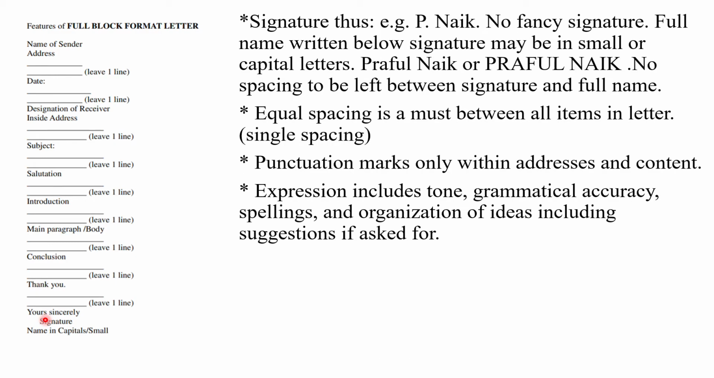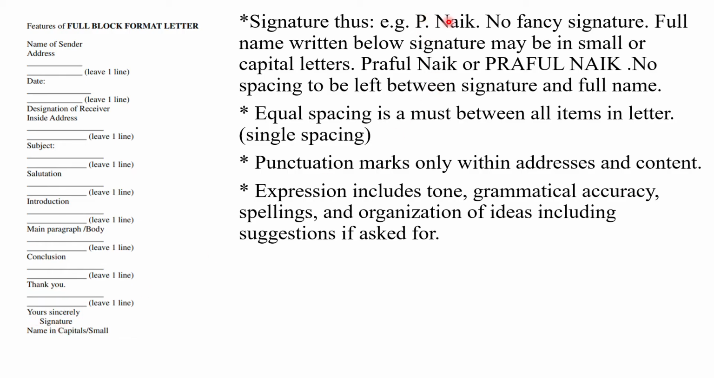Y-O-U-R-S. Okay, then how do you put a signature here? When you're actually writing a formal letter from yourself, then you will put your actual signature. But here you are writing a decoy formal letter, which means it is not actually you writing the letter. You are taking on someone's identity, right? So you do not put a fancy signature there. Okay, you will put a plain signature. For example, they've shown you if the name given to you, if you're writing as a Praful Naik, then you will just write the first letter, point the surname. Okay, so P Naik, that will be your signature there.